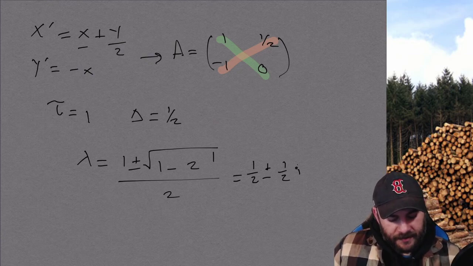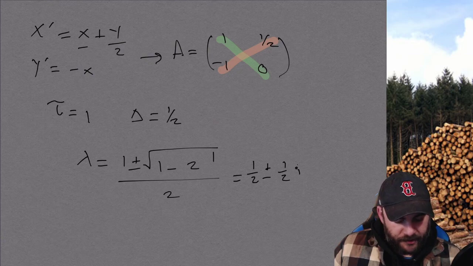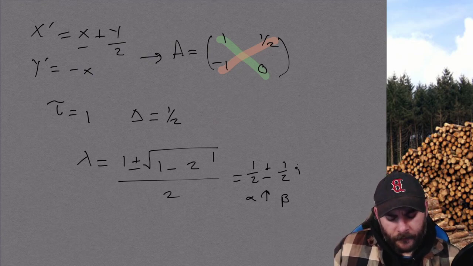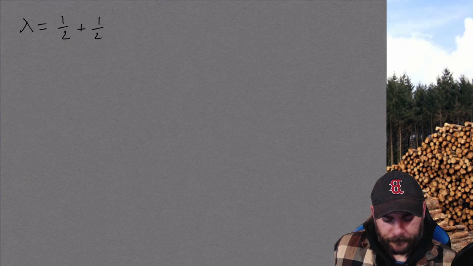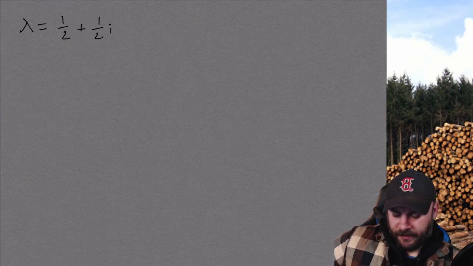But what's nice about complex eigenvalues is that they always come in conjugate pairs like this, where the front part, the alpha, is always the same and the beta is always the same, so we're only going to have to work with one of them. The one I'm going to work with is the plus sign: 1/2 plus 1/2 i.